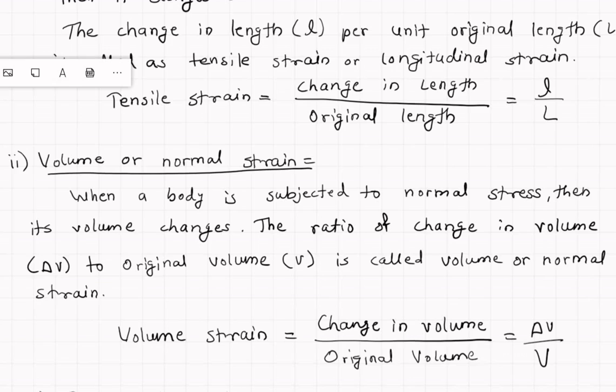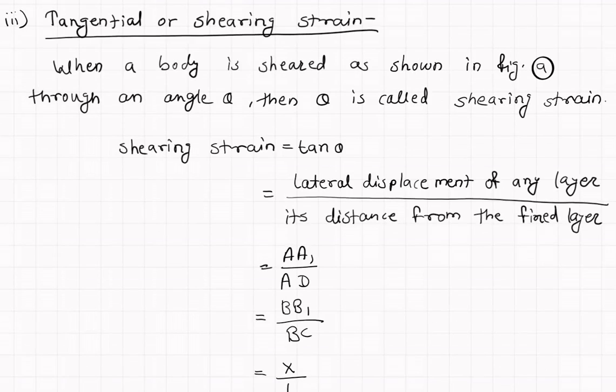Second one is volume or normal strain. When a body is subjected to normal stress, then its volume changes. The ratio of change in volume to original volume, capital V, is called volume or normal strain. Therefore, volume strain is equal to change in volume divided by original volume, which is equal to delta V divided by capital V.